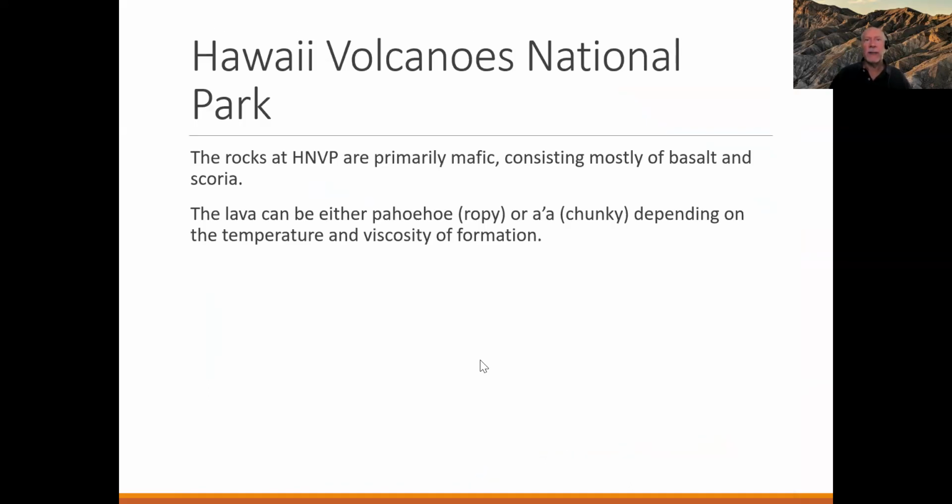So again, there's two main types of lava. These are again Hawaiian words. We got pahoehoe, which is ropey lava, and a'a, which is chunky lava. And again, the main difference is going to be the temperature, which is going to affect the viscosity. So the cooler the lava gets, as it's going to cool down, it's going to solidify and it's going to get thicker. And so when it's really hot, coming right out of the vent, right out of the crater, it's going to be fairly fluid.